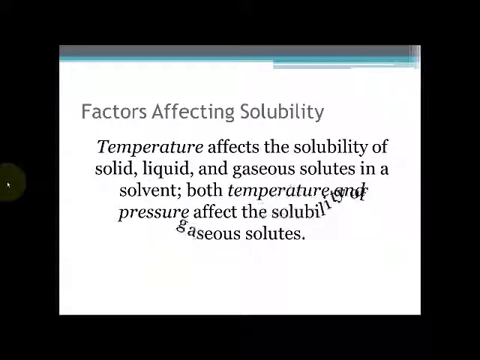Whee. Factors affecting solubility. Temperature affects the solubility of solid, liquid, and gaseous solutes in a solvent. My parts are gaseous. Both temperature and pressure affect the solubility of gaseous solutes.